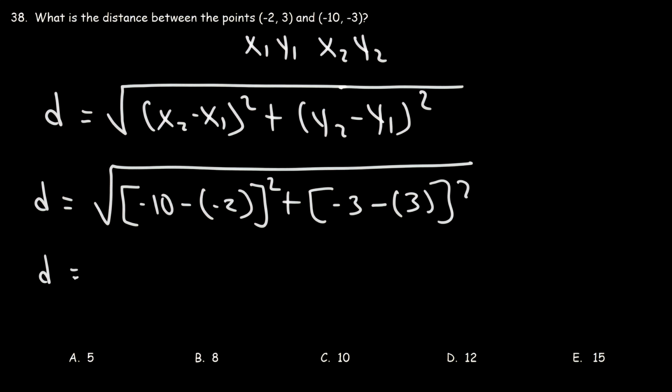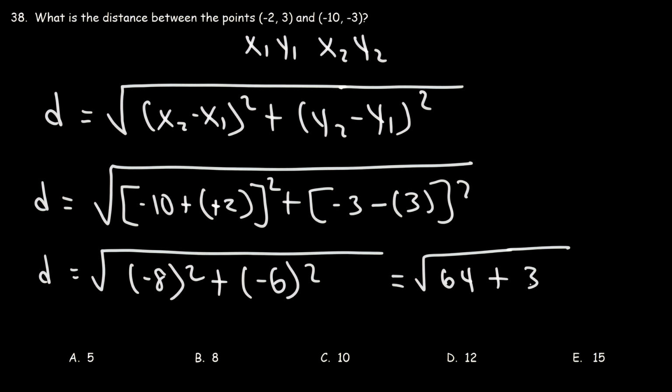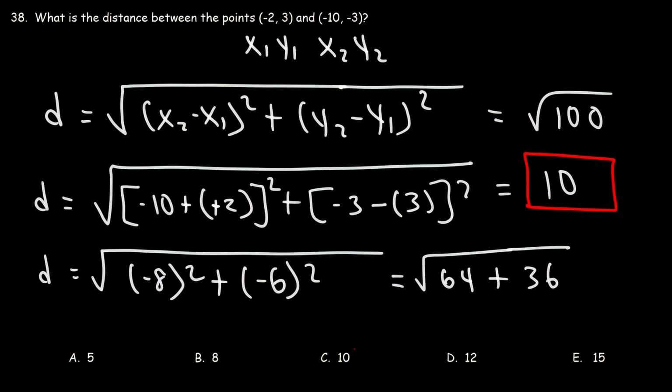So what is -10 minus -2? This becomes -10 plus 2, which is -8. And -3 minus 3 is -6. -8 squared. -8 times -8 is +64. Now what about -6 squared? -6 times -6 is 36. And 64 plus 36 is 100. The square root of 100 is 10. So the distance between the 2 points is 10. So answer choice C is the correct answer.